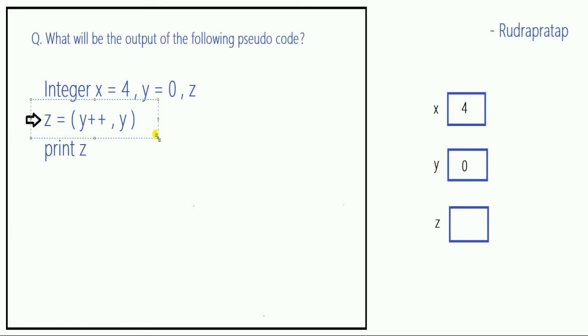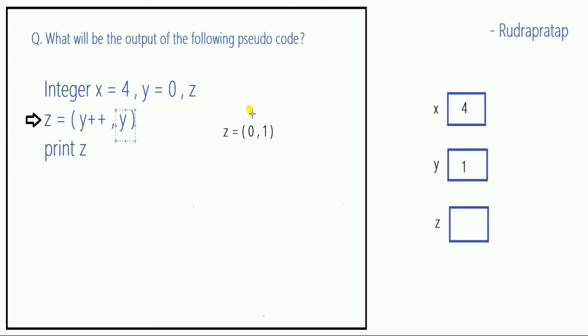So now first y++ is executed and it is post increment. So first of all it will replace its value. Now the value of y is 0 and 0 is replaced in its position, and now it will be incremented by 1 and this is assigned to the variable y.